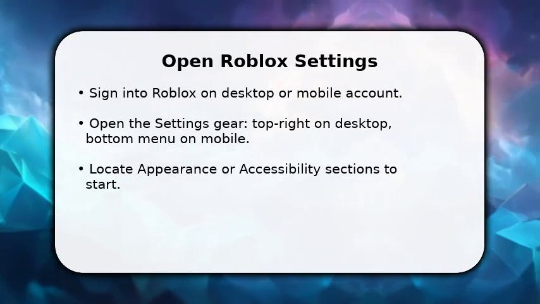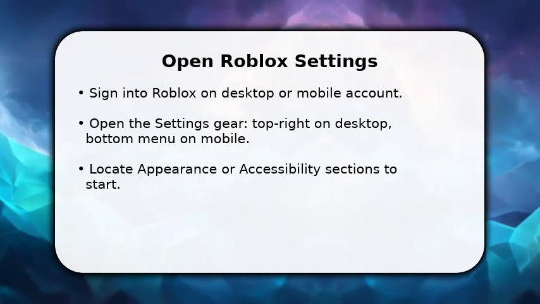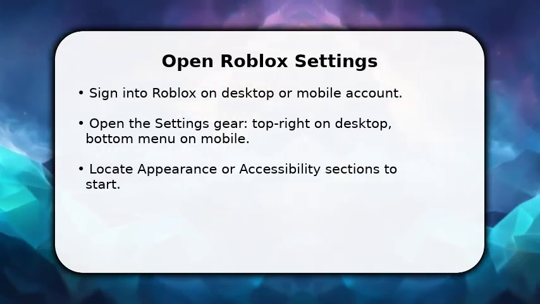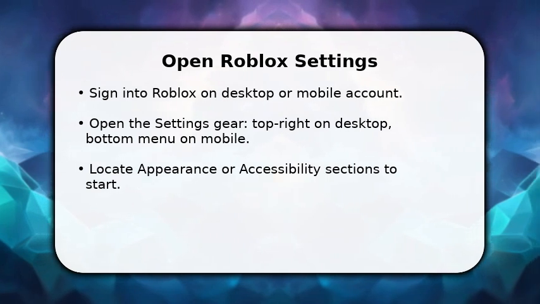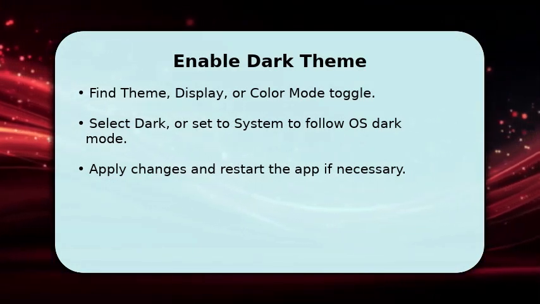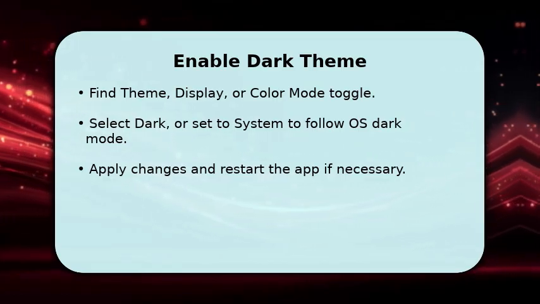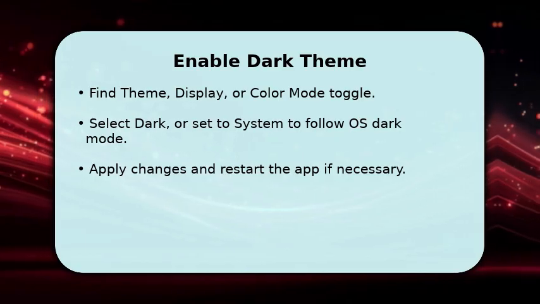Make sure you're on an updated Roblox version, as older app builds may hide theme controls or show different labels. Now you'll find Theme, Display, or Color Mode settings. Tap it. Choose Dark explicitly if you want Roblox Dark immediately, or select System so Roblox follows your device's OS Dark mode. This helps when you switch contexts.